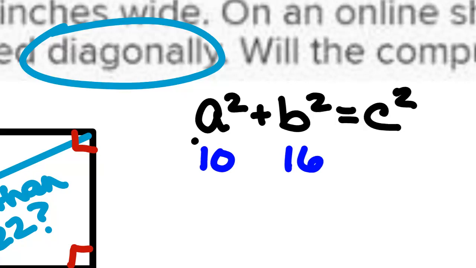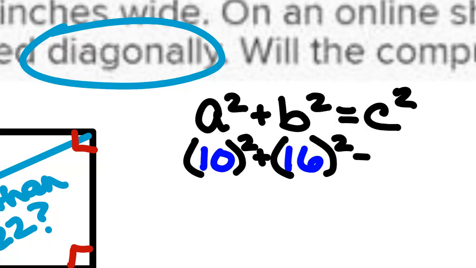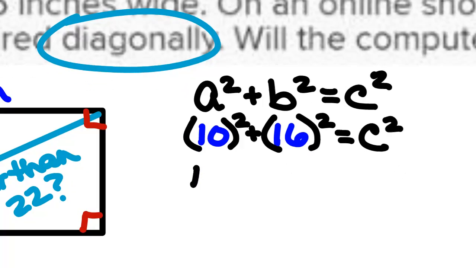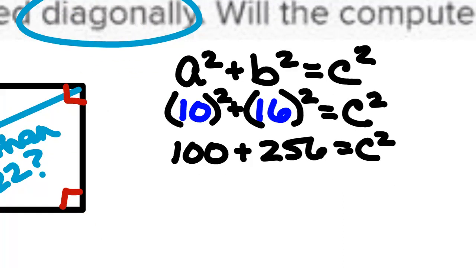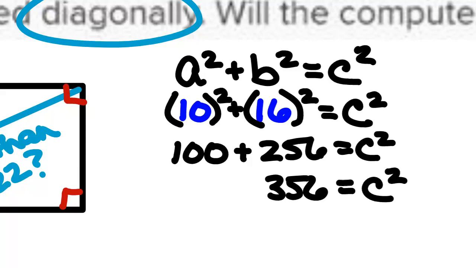So I'm going to put 10 in for A. So I put parentheses around it and square it. Plus I put 16 in for B. Parentheses around it and square it. That equals C squared. 10 squared is 100. What's 16 squared? 256. So 100 plus 256 would give me 356 equals C squared.